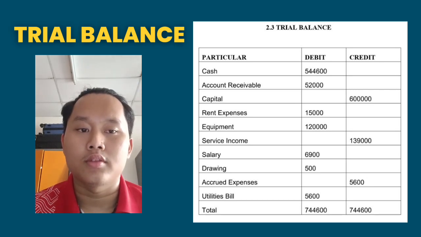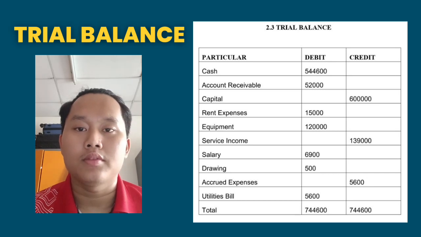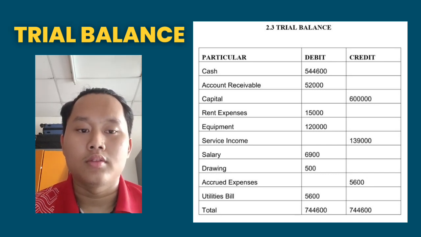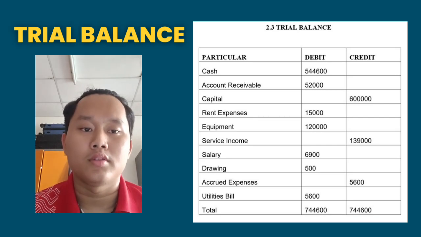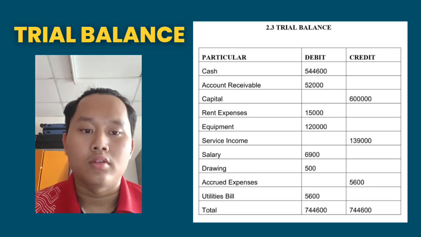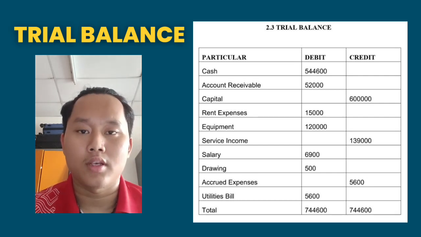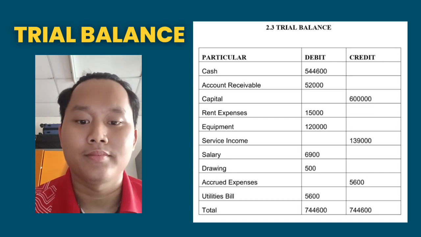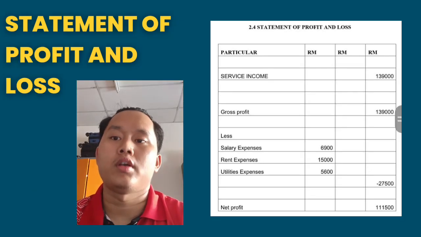Accrued expenses in credit side is 5,600, and utility bill in debit side is 5,600, and the total debit and credit is balanced. The total is 744,600. That's all.